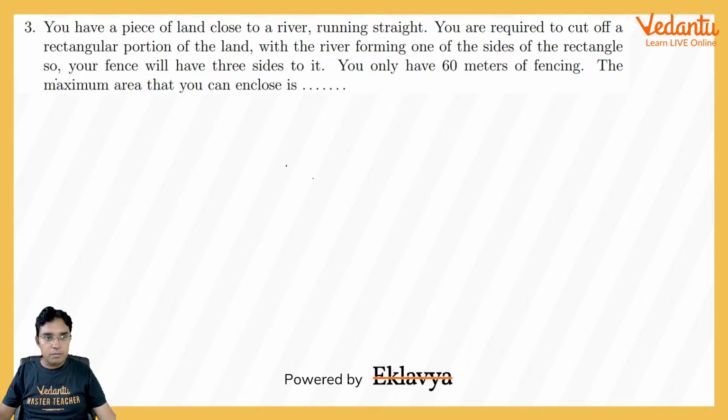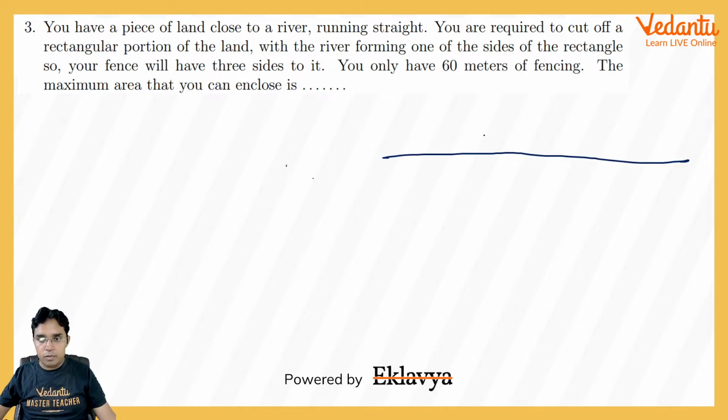Now coming to question number 3, it says you have a piece of land close to a river running straight. So let us assume this is the river and this is running straight. This is one of the edges or shores of this river. You are required to cut off a rectangular portion of the land with the river forming one of the sides of the rectangle. So your fence will have 3 sides on it.